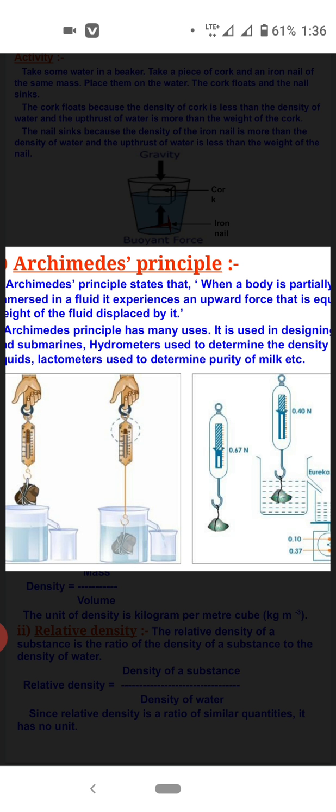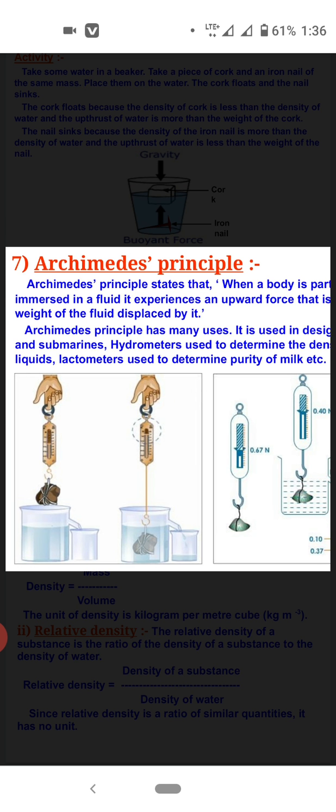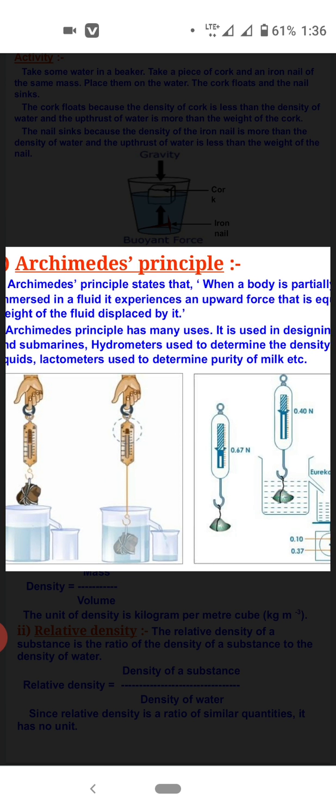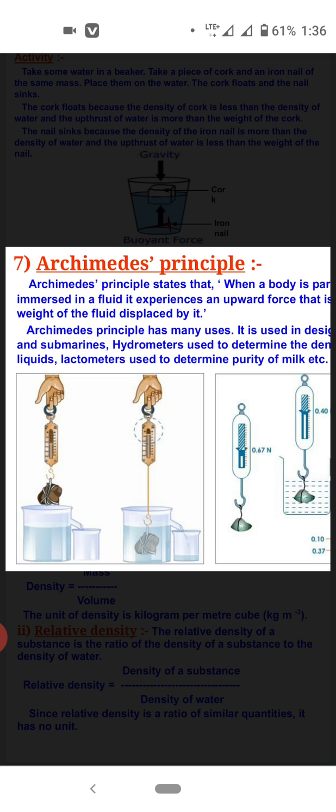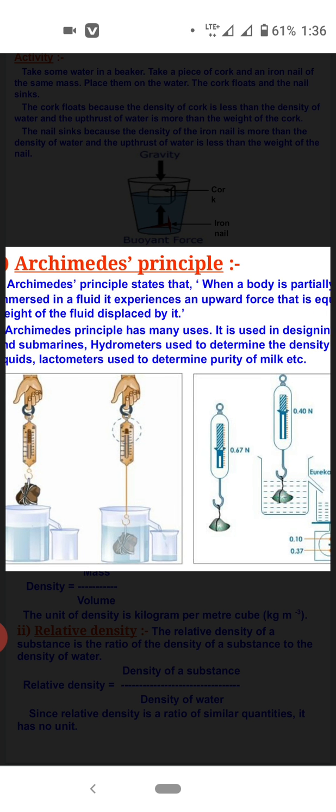So, in the figure you will find that the elongation of the string or the reading of the balance decreases when the stone is gradually lowered in the water. The stone gets fully immersed in the water.